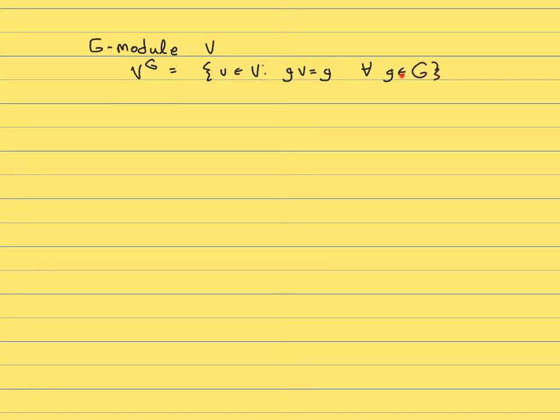Notice that this is a submodule. It's invariant under the group action, and it's actually the largest submodule corresponding to copies of the trivial representation. And so the point is that it turns out there exists a homomorphism, a projection map, from V onto V^G. And this projection map is the averaging function.